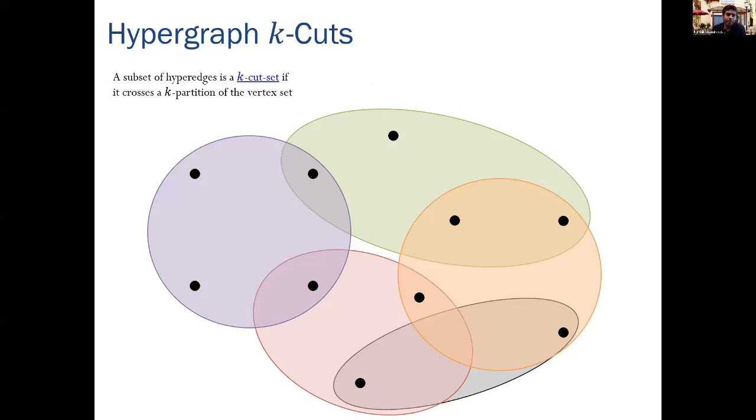A subset of hyperedges is said to be a k-cut set if it crosses a k-partition of the vertex set. A k-partition of the vertex set is a partition of the vertex set into k non-empty parts. A hyperedge is said to cross a partition if it intersects at least 2 different parts of the partition. In this example, here is a 3-partition. The red and orange hyperedges cross this 3-partition. So the red and orange hyperedges together form a 3-cut set.